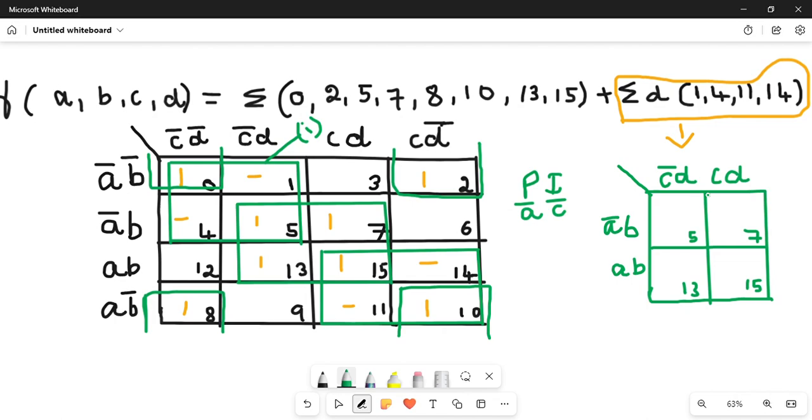Yeah. So that is what is your C bar D. On the top of that is your 5 and 13. So this is your 5 and 13 column, and on the top of your 5 and 13 column you have that is C bar D.